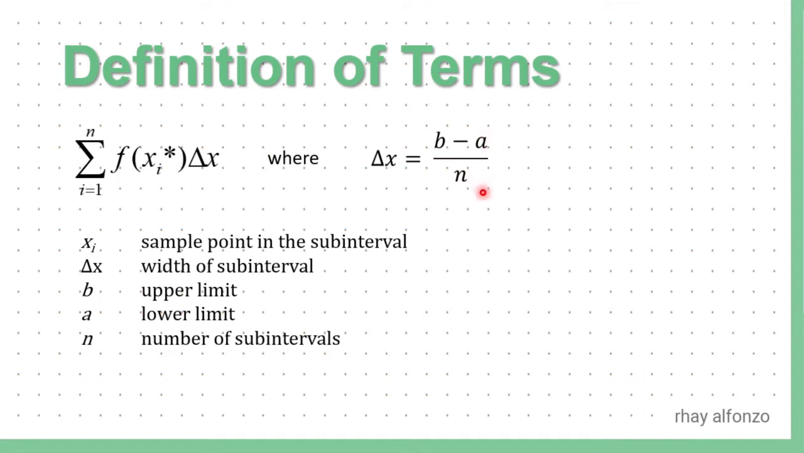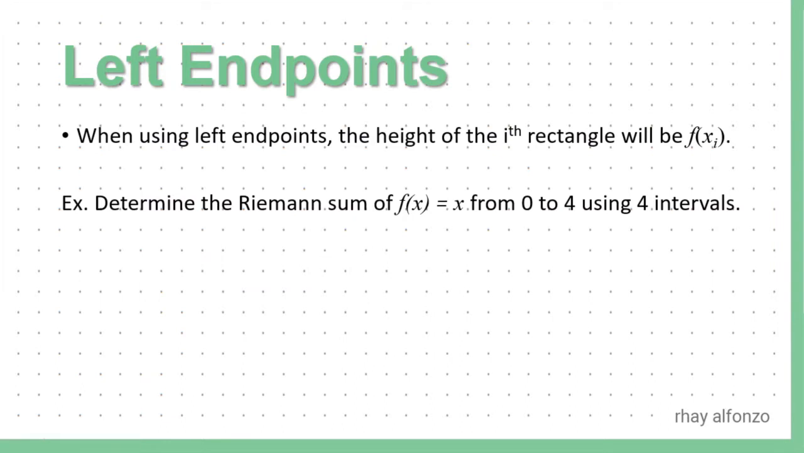So in order to further understand Riemann sums, let's do some examples. So first, let's use left endpoints. So when using left endpoints, the height of the ith rectangle will be f of x sub i. So what does that mean? So let's first read the example. So determine the Riemann sum of f of x is equal to x from 0 to 4 using 4 intervals. So this is our n.